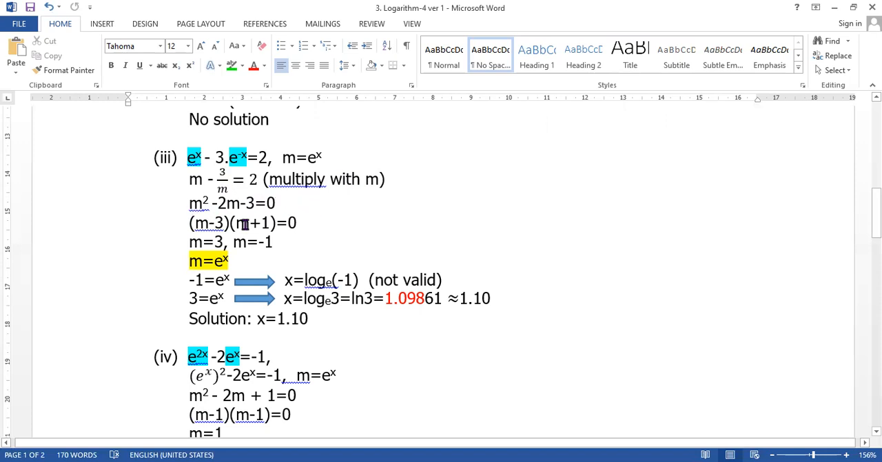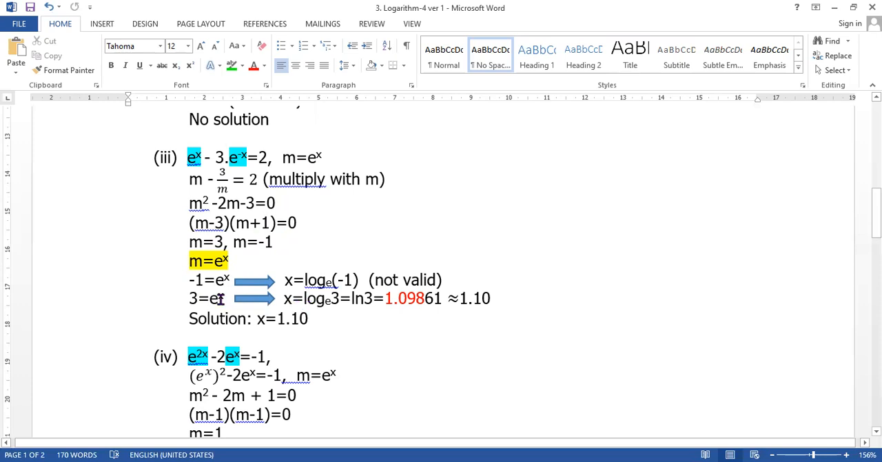We get the quadratic form and we factorize, we get m equals 3 and m minus 1. Okay, in the first step, we know m is e to the power of x. So we substitute again minus 1 and 3 to m here. m minus 1, m 3, e to the power of x.